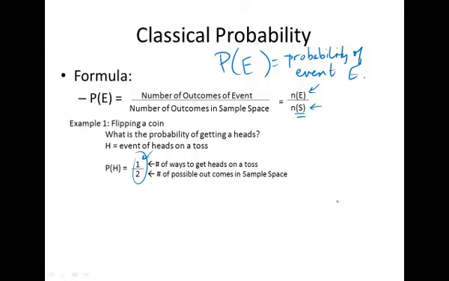In other words, one of the sides of the coin is a head, and there's a total of two sides of the coin. Now, some people might say, well, what about if the coin lands right on its side? Well, that's not likely, right? It's so unlikely that we sort of discount it.